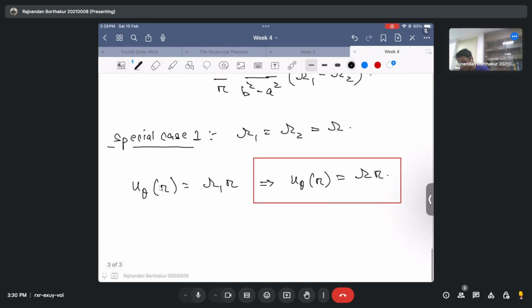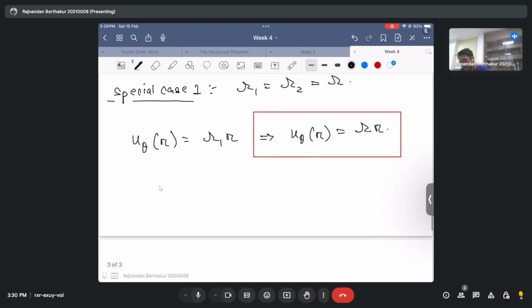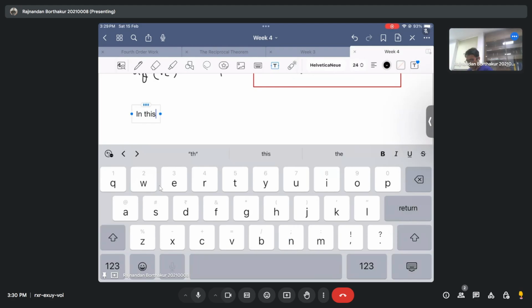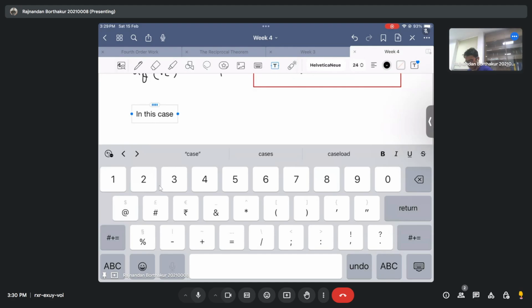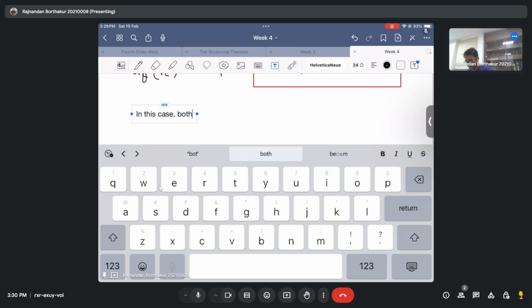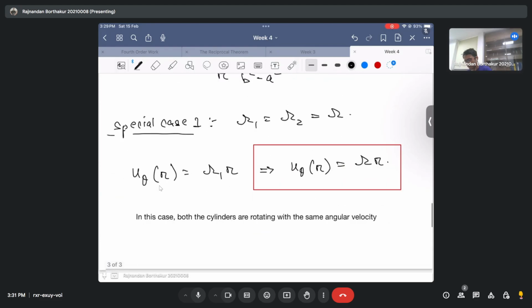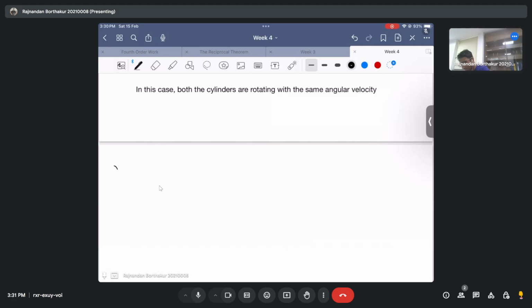Okay. Now, in the second special case, I hope the first special case is clear. So I'll write it down here. So in this case, both the cylinders are rotating with the same angular velocity. Okay. Now, before looking into this solution and the consequence of this solution further, I'll consider a second special case.